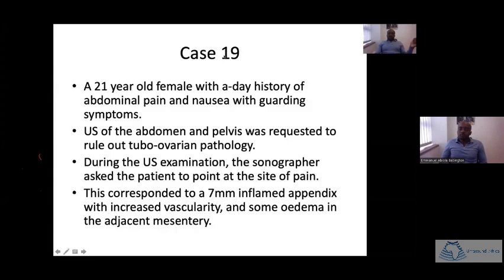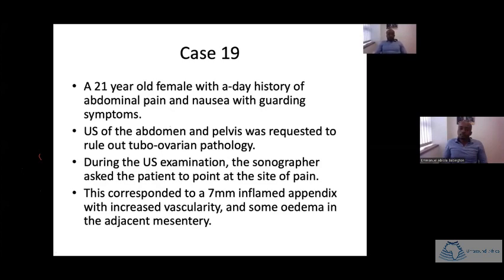So case 19. A 21-year-old female with a day history of abdominal pain and nausea with guarding symptoms. So we couldn't really touch the region of pain because the patient was in a lot of pain and was guarding. Ultrasound of the abdomen and pelvis was requested to rule out pelvic or ovarian pathology.